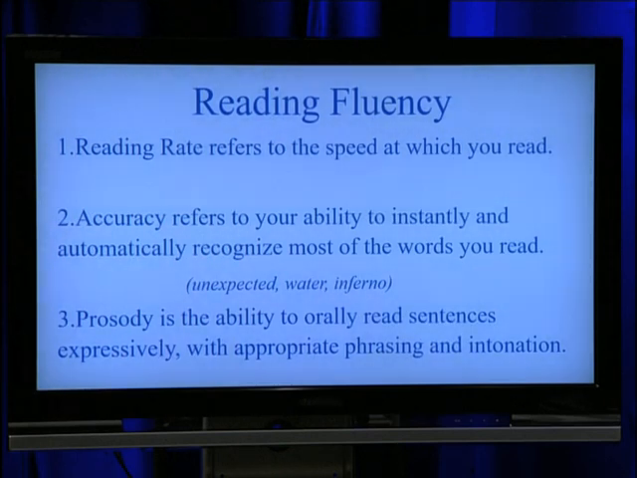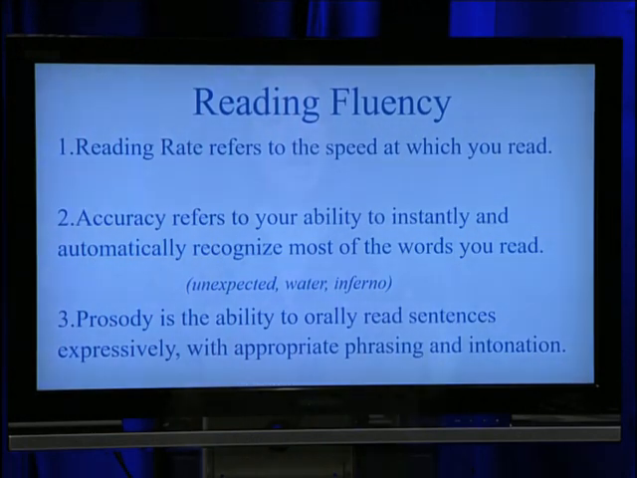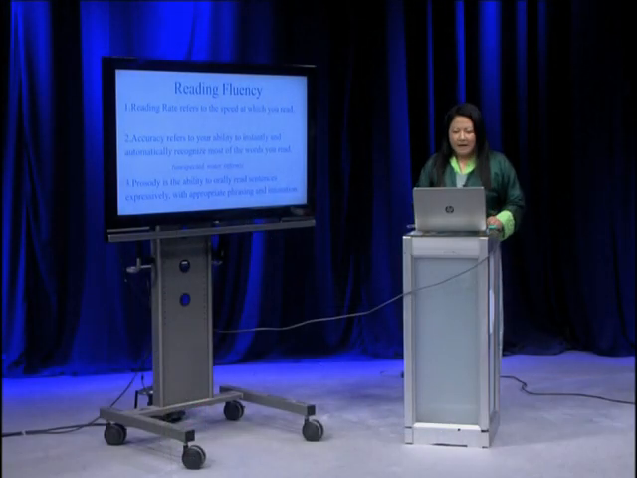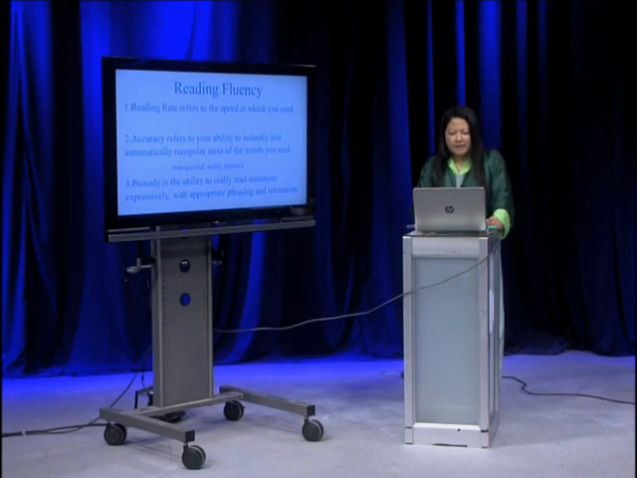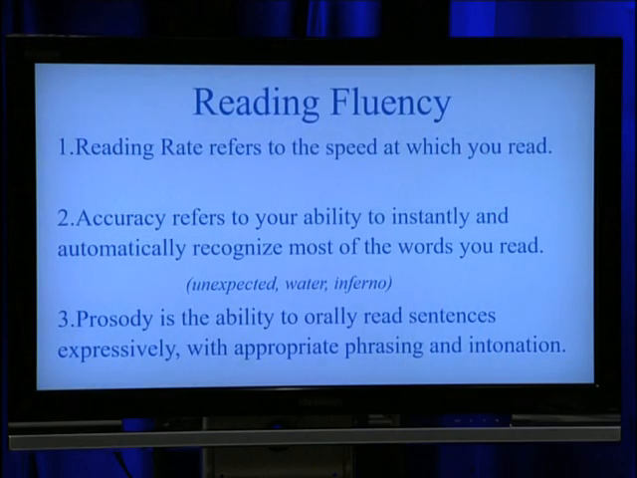Reading rate refers to the speed at which you read. According to the researchers, children of your age must be able to read 250 to 300 words per minute. Do you think you will be able to do that? Check after this lesson. And accuracy refers to your ability to instantly and automatically recognize most of the words you read.